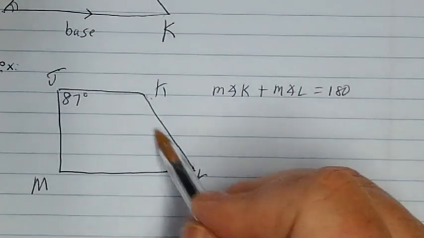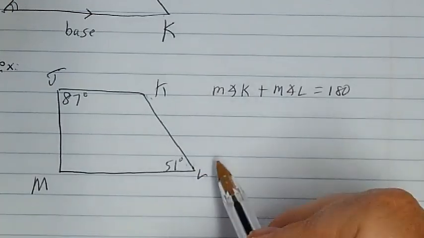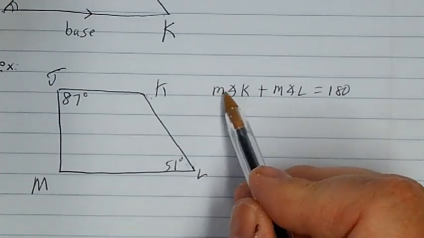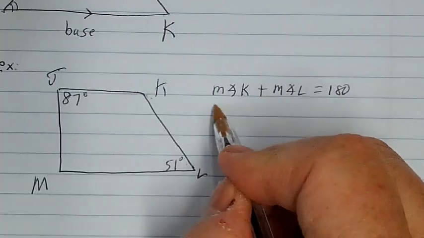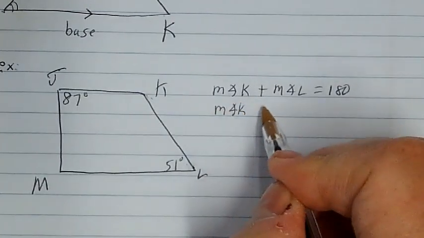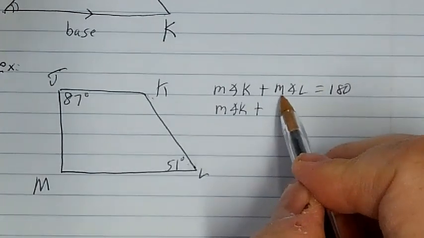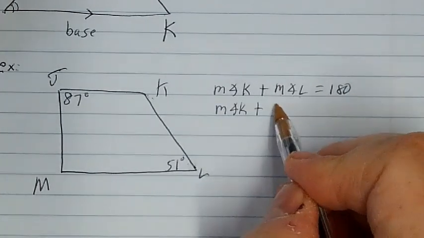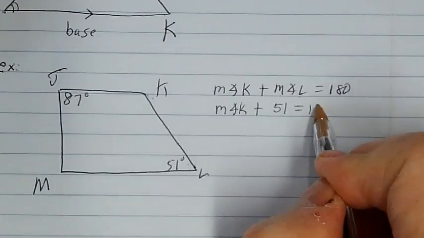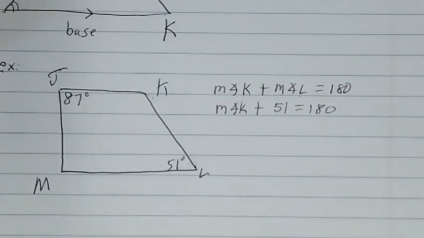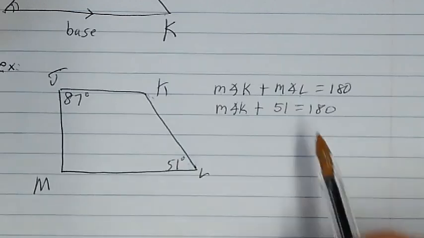Well, do we have a value for the measure of angle K? No, so leave it the measure of angle K. I'm developing a concept, and you'll see in the last example. Do we have a value for the measure of angle L? Which is 51, equals 180. So if someone says to you, why did you take 180 minus 51? There's the reason. Because angles along the same leg are supplementary.